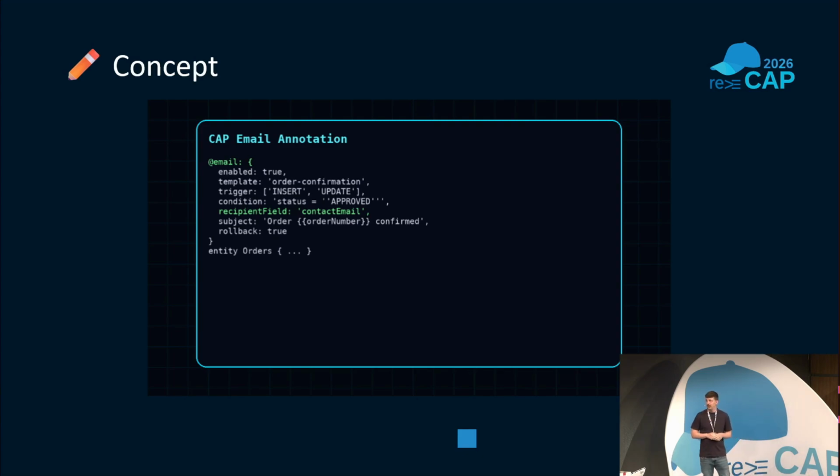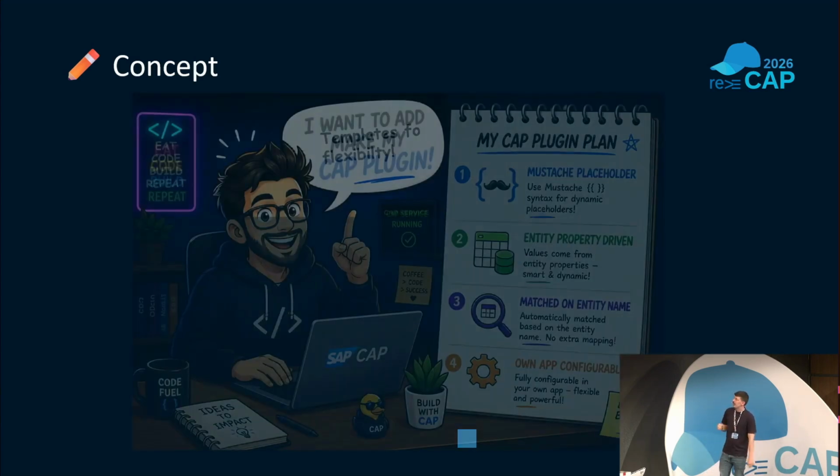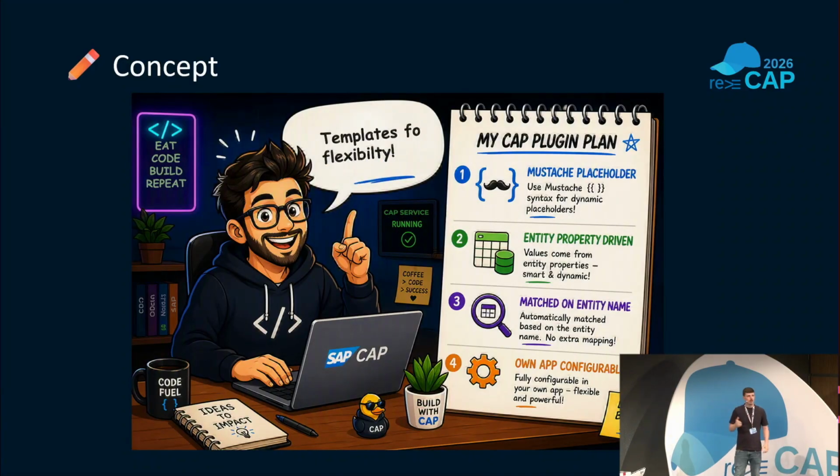Then when we go to the next slide, we will see that with these templates, we also use the mustache handlers so that we can replace the placeholders with the real data coming from our database, the certain entity properties. Everything is matching with the plugin. Everything is fully configurable by the developer.